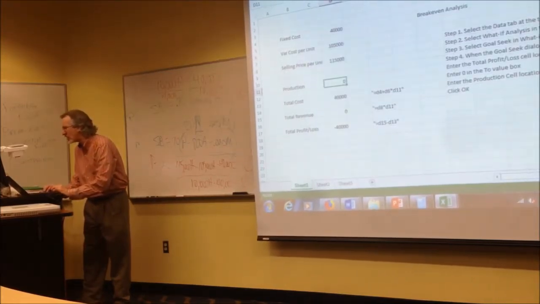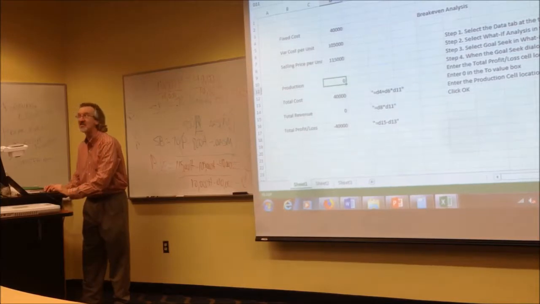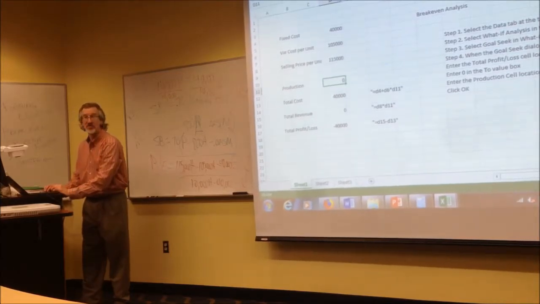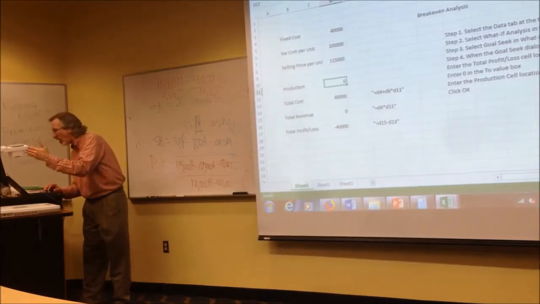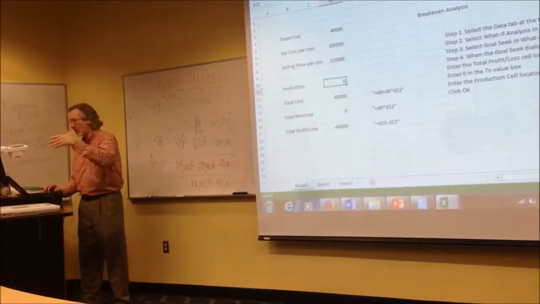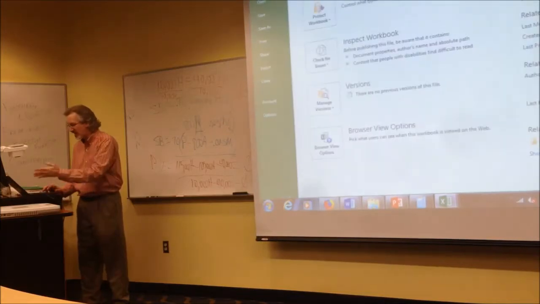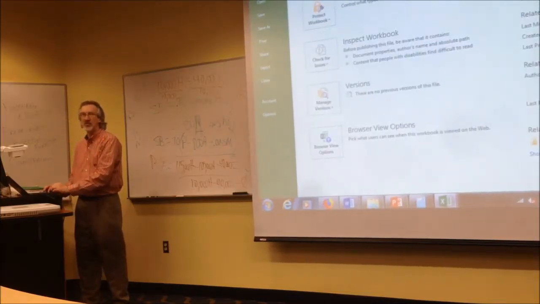Also, this other one over here where it says solver and data analysis, you're going to need this also. And most of you will not have that in Excel. Do the same thing. Go to your help, install data analysis. It will tell you to go to file, again, options, add-on. It will tell you step by step.